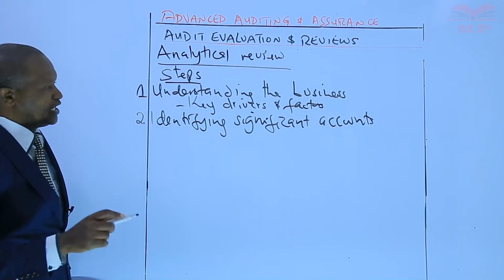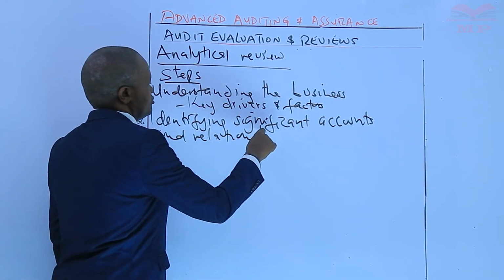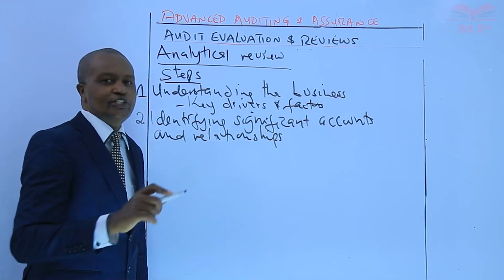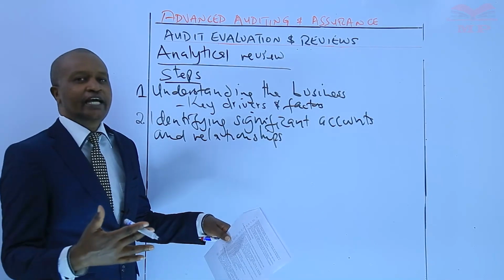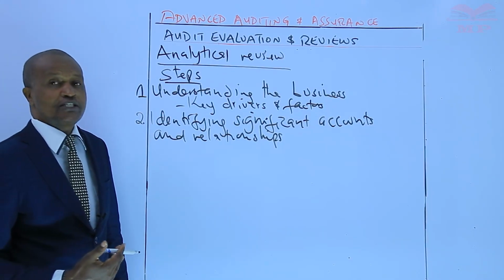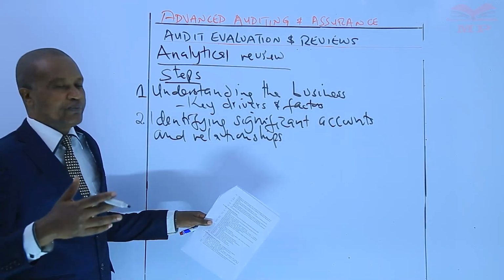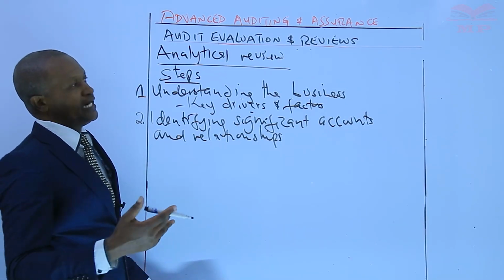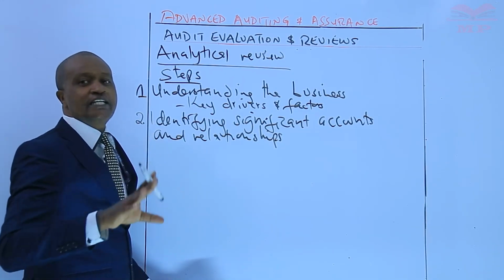Identifying the significant accounts as well as the relationships. Now here, the auditor determines the significant accounts and relationships that are material to the financial statements. That are what? That are material to the financial statements. And this may include revenues, expenses, assets, liabilities, and any other key performance indicators.